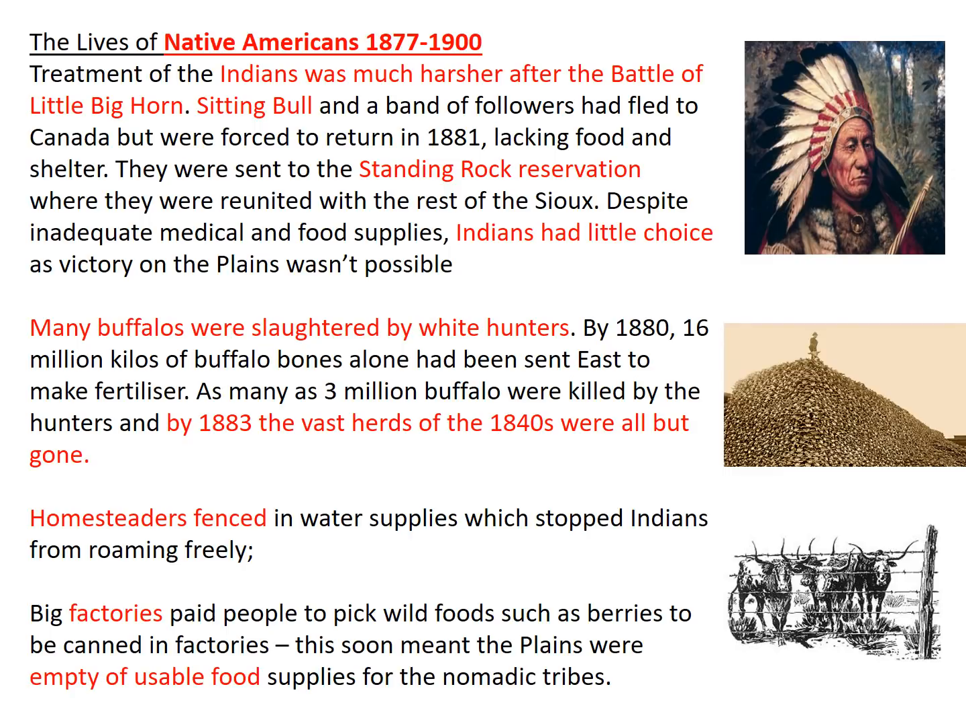And part of that is because of the slaughter of the buffalo, which of course has been so central to Native American culture. So awful figures there of 16 million kilos of buffalo bone just for fertilizer, 3 million buffalo killed by the hunters. And by 1883, the vast herds of the 1840s had all but gone in a very short period of time, further worsened by the plains being shut off because homesteaders fenced their water supplies, and big factories picked wild food such as berries. So again, there wasn't a usable food supply on the plains for the Native Americans.